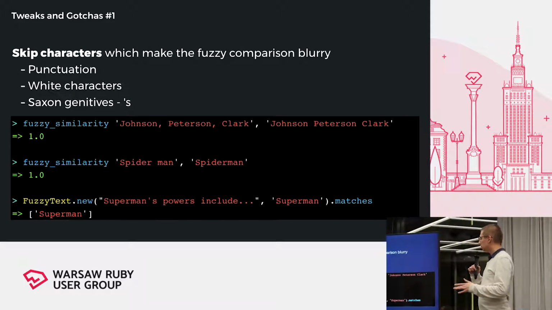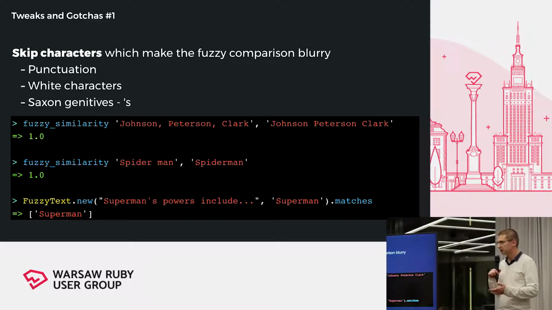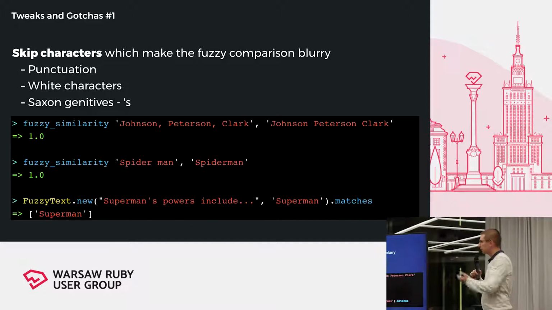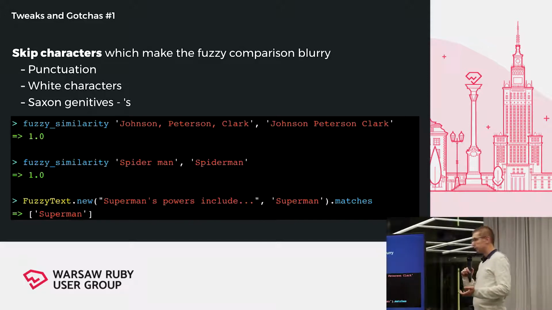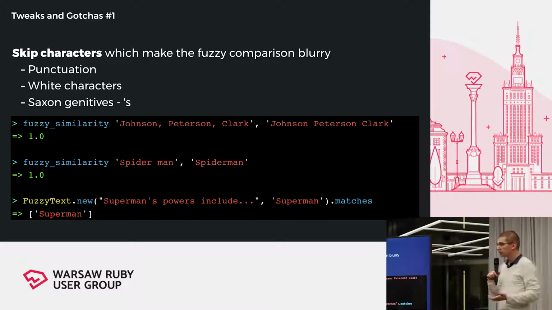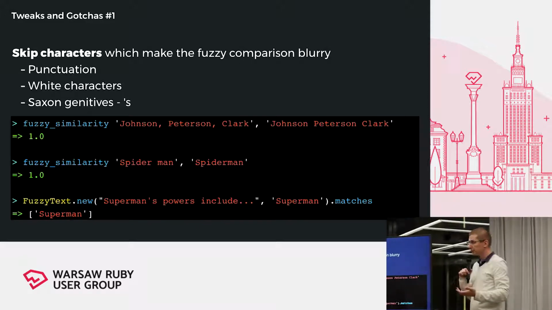Whenever you want to tackle such a problem, you will get into similar issues that I have. So let me give you a few tips. First of all, skip characters that make your fuzzy comparison blurry, like harder to perform. For example, punctuation. When I compared company names with company names, and I saw something like Johnston, Peterson, Clark with commas and without commas, for my use case, those phrases were totally equal. So while comparing, I was sanitizing each phrase, removing commas.